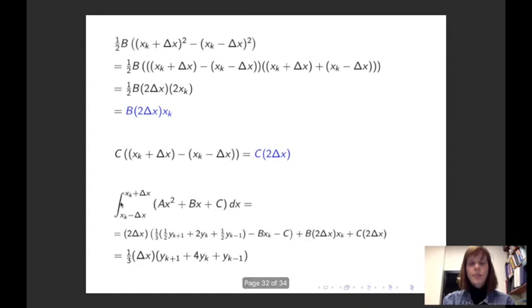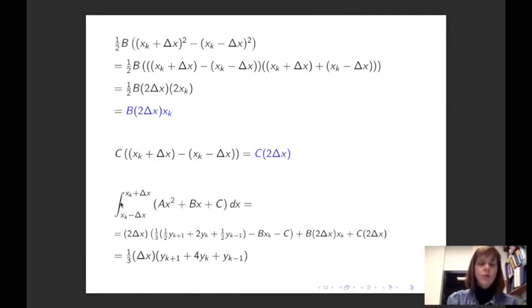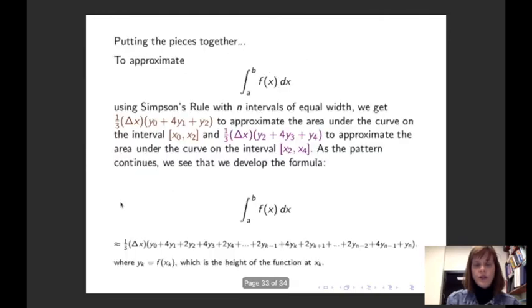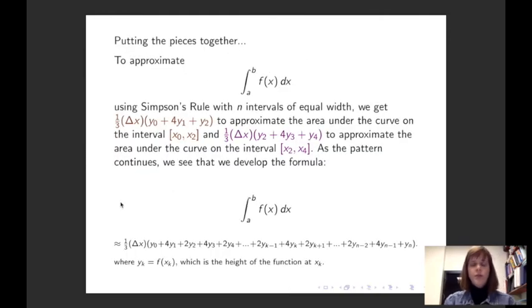Combining all those pieces, the area under the parabola on the interval from x sub k minus 1 to x sub k plus 1 simplifies to 1/3 times delta x times y sub k plus 1 plus 4 y sub k plus y sub k minus 1. That's for a single parabola determined by 3 consecutive points of the partition.